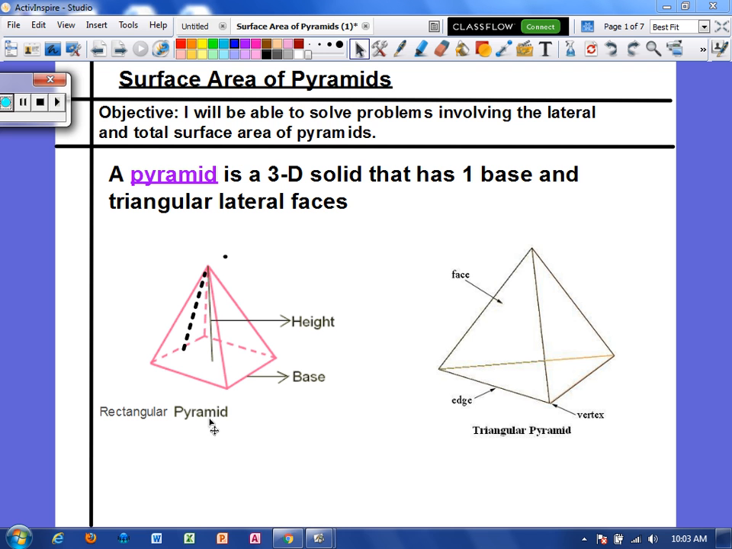A rectangular pyramid has a rectangular base, and since that has four sides, it's going to have four triangles that meet at a vertex. And a triangular pyramid is going to have a triangle as a base, and since that has three sides, there will be three triangles that meet at that vertex. So keep in mind the base and then the faces.